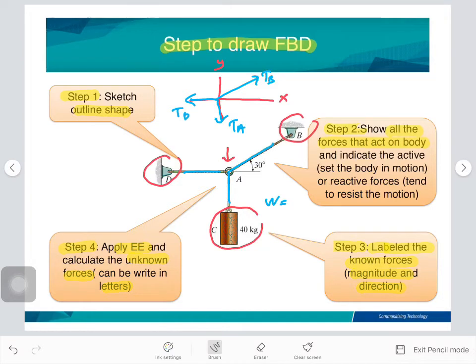this cylinder is given the mass. So from the mass we can calculate the weight. So here you can calculate M is 40, 40 times 9.81. So you have the value for TA. So you can substitute TA, and then the rest you can calculate for TB and TD. So that is how the free body diagram can help us to determine the tension in the cable.